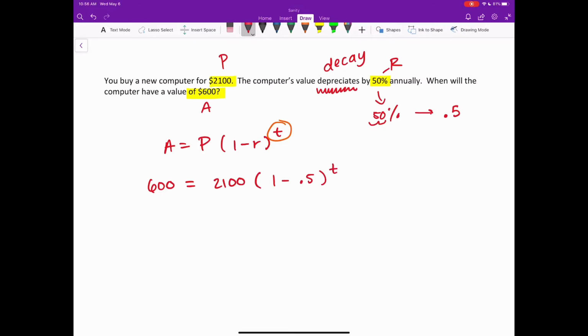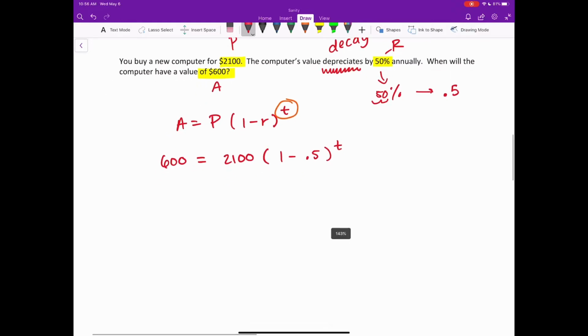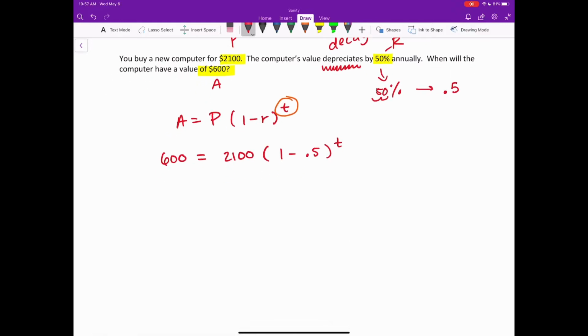Now we just have an equation that we need to solve using our logarithms. First, I'm going to get this into a simple exponential, so I'm going to divide by 2,100 on both sides. 600 divided by 2,100 gets me a really long decimal, 0.2857 and it just keeps going. I'm just going to cut it off there. That equals 1 minus 0.5, which I'm going to simplify down to 0.5 raised to the power of t.